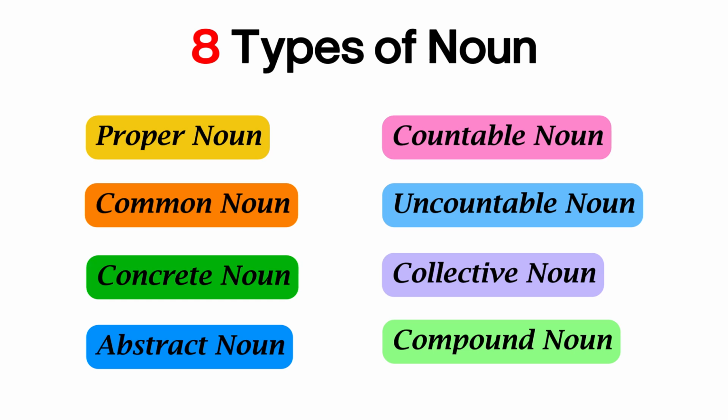Nouns aren't all the same. We group them into categories so we can use them correctly in sentences. Here are the 8 main types of nouns you need to know.